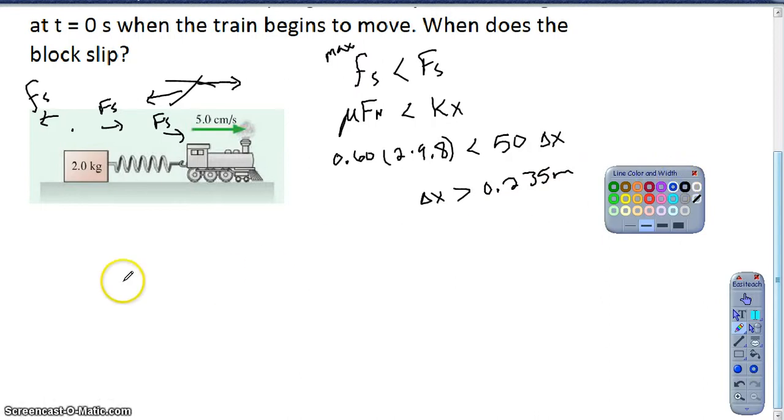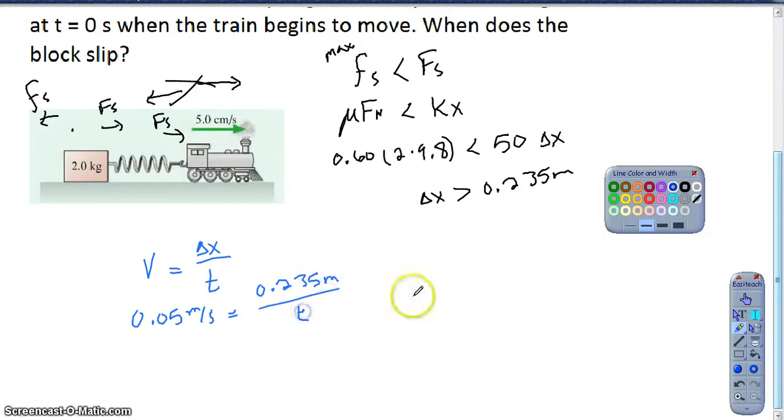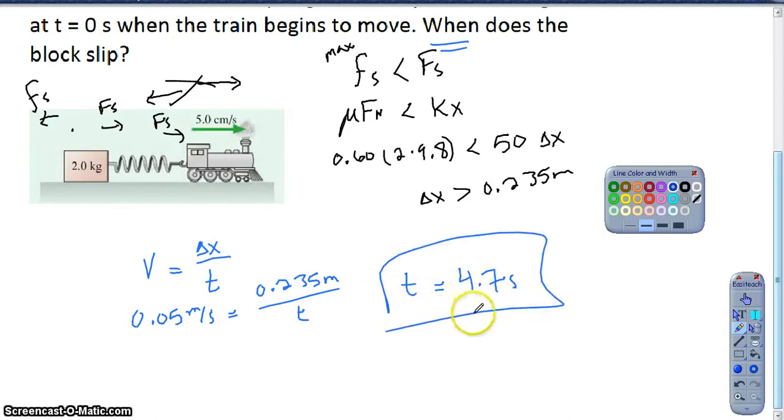Again, I'm assuming that it's traveling at a constant velocity, and because of that, I can use velocity equals delta x over t. So I know the velocity is 0.05 meters per second. I know that it needs to go 0.235 meters. So I just need to figure out how long that's going to take, because they asked me when, not how far, but when does it start to slip. So then solving for t, it tells me it's going to be about 4.7 seconds. So really, anytime greater than 4.7 seconds is when it's going to slip.